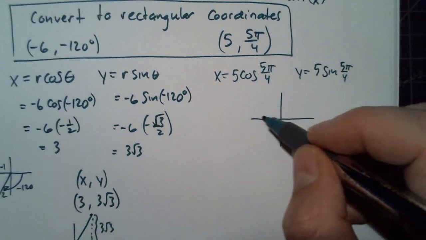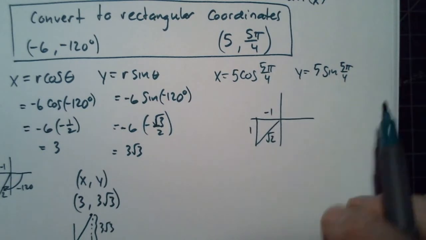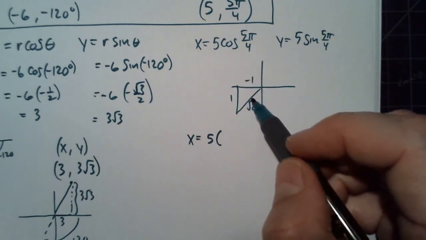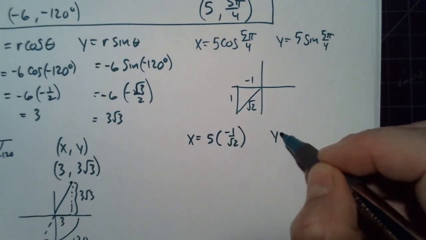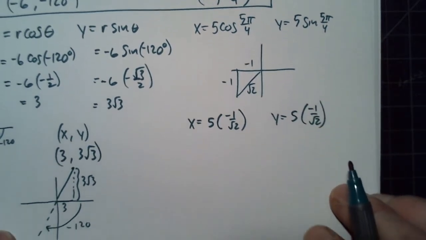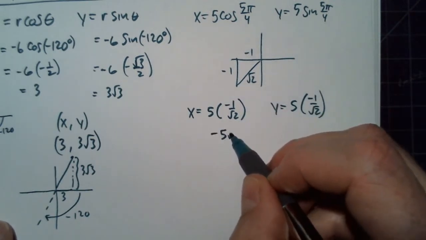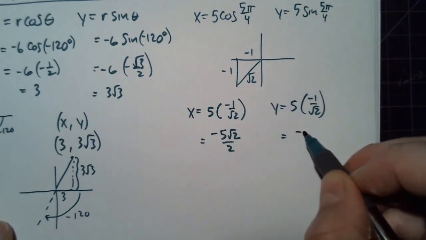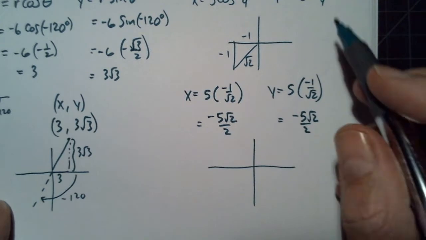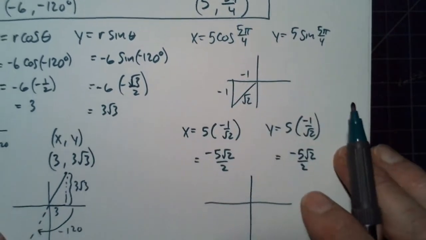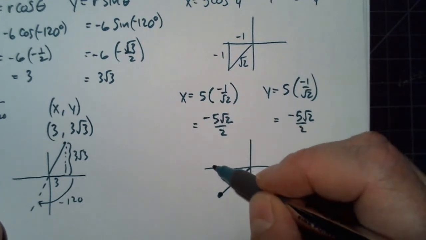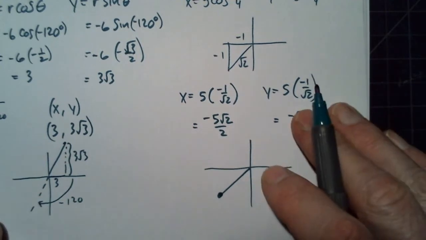So let's look at 5, 5 pi over 4. So x is 5 times the cosine of this, and that is negative 1 over radical 2. Y is 5 times the sine of that, which would be negative 1 over radical 2. And we can rewrite that as negative 5 radical 2 over 2 and negative 5 radical 2 over 2. If we graph this, rotating 5 pi over 4, then we would be down here with a radius of 5. And so this says we're going to go negative 5 radical 2 over 2, down 5 radical 2 over 2, and that looks reasonable.